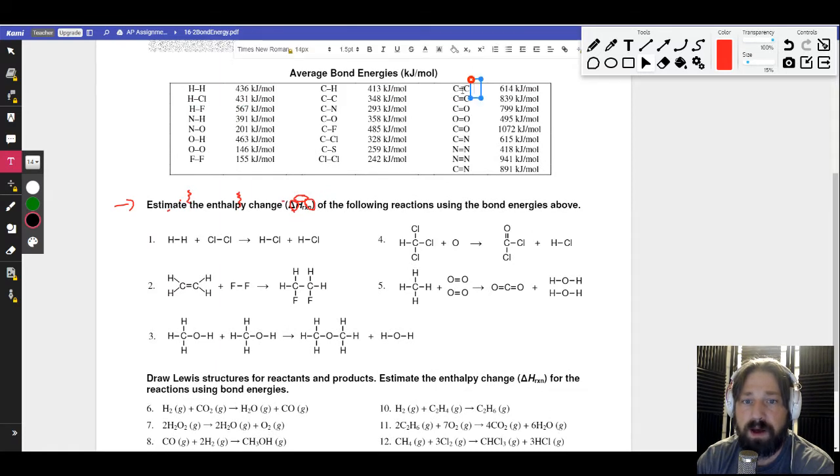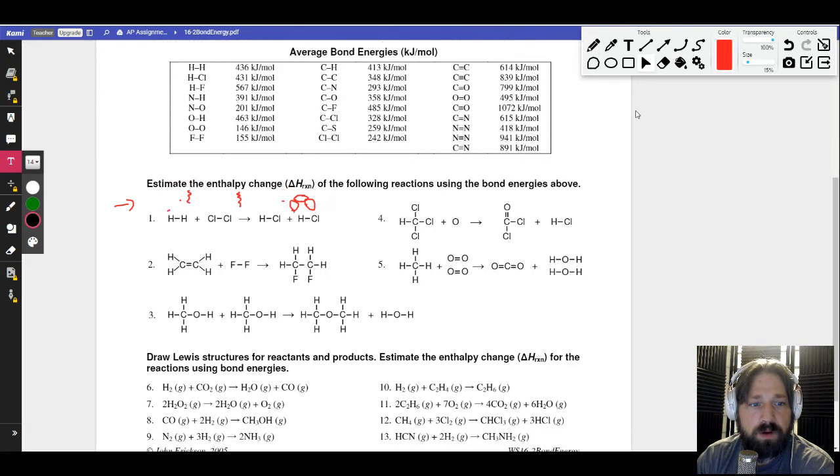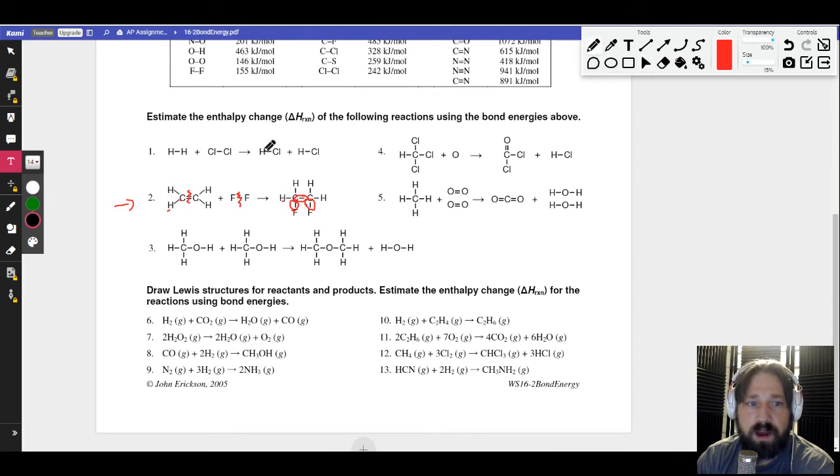The easiest way to handle it is, when you come up here to look at your CC double bond, this is if you break the entire double bond. So when you come back down here, I have broken a CC double bond, and then I have made a CC single bond. So I broke the entire CC double bond, and I'm making a brand new CC single bond.